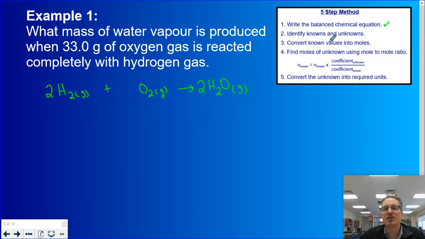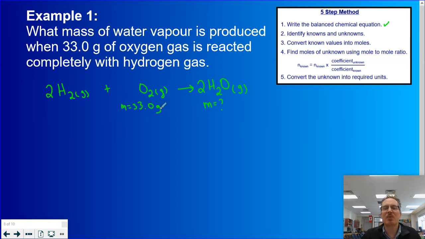This is probably the most important step because this is the organizational piece. If you are naturally a messy person, this would be the step that you have to be the most cautious on. So in the question, it says, what mass of water vapor? So underneath where we have water vapor, we are going to calculate mass. That is my goal. It is important that we put down what we are trying to solve for in this question. The question also tells me we have 33 grams of oxygen. So underneath oxygen, we're going to write the mass is 33.0 grams.